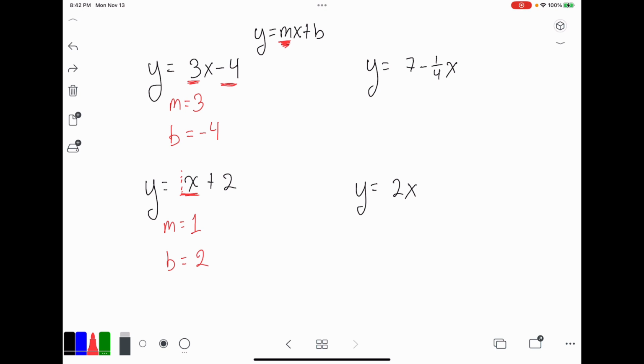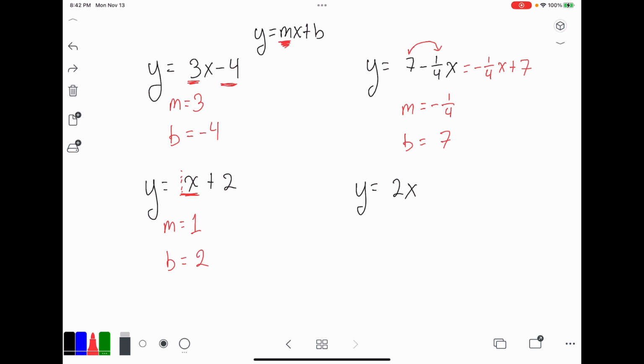The next one is a little tricky because at first glance you might wonder, oh, wait a second, this doesn't look like slope-intercept form. But remember, you can technically flip terms in an expression. So if you were to flip these, you could visualize this as being negative 1/4 x plus 7. And now it makes it a lot more clear what the slope and the y-intercept are. So the slope in this case is negative 1/4, and the y-intercept will be 7.